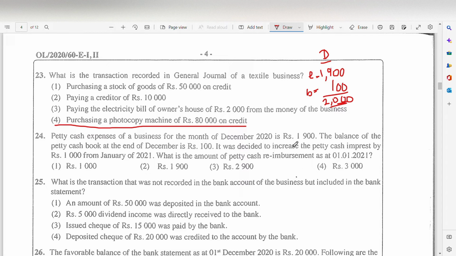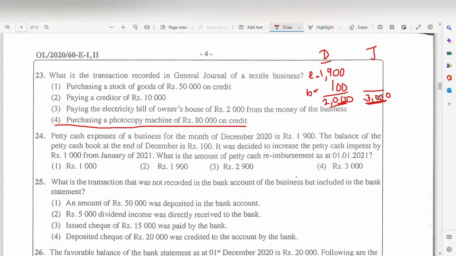It was decided to increase the petty cash imprest by rupees 1000 from January 2021. So if you take January, the imprest is going to be increased by 1000, which means it's going to be 3000.